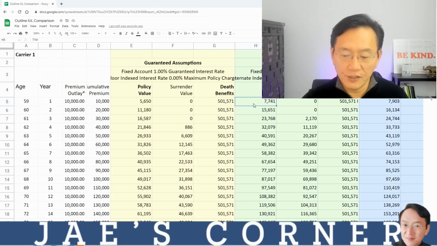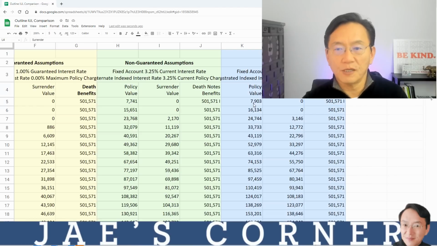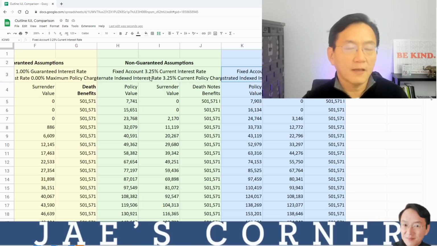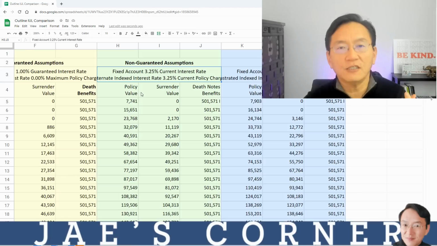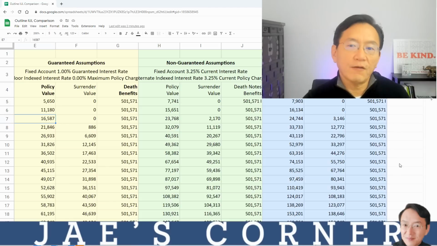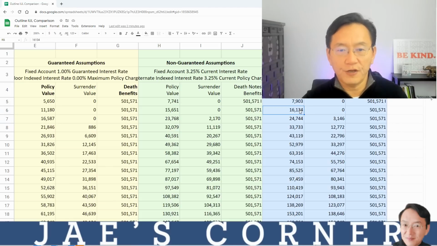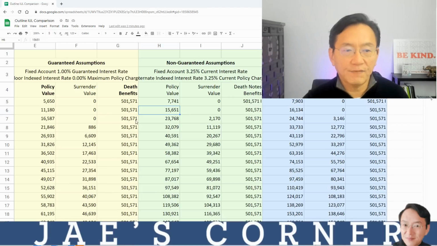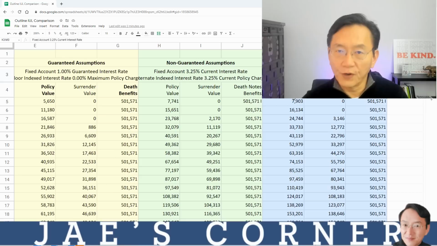And on it goes, and you can see we've got a third column where they've got another set of presumptions, which is this green one presuming 3.25%. That's the rate at which the policy value grew during the year. The blue column here is at a higher percentage, and you can see again that the policy value is higher than either the green or the yellow. After year 2, $16,134 is clearly higher than $15,651, which is obviously higher than $11,180. The simple reason this number is higher is because the rate at which the policy value grew was greater. We're going to get to how that happened later on in today's video.